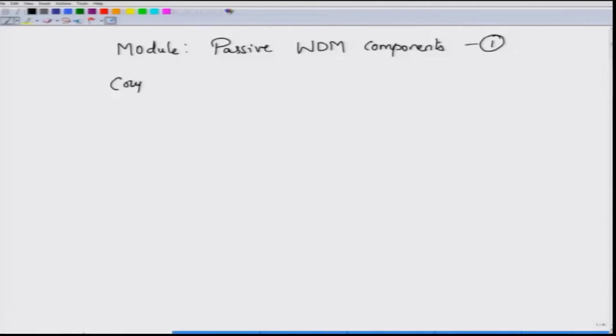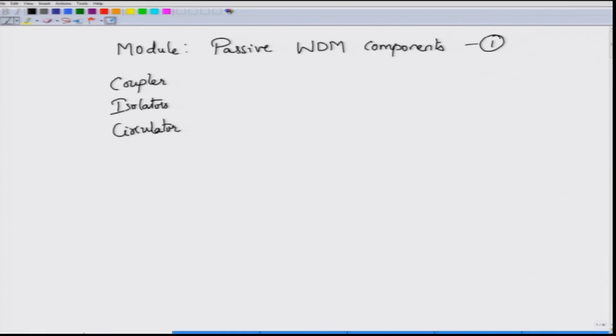Okay. So, our goal is to understand some of the passive WDM components such as the coupler, which is a basic element. We have already looked at couplers when we discussed coherent receivers. We also discuss isolators, and an extension of it called a circulator. So, let us begin by looking at a coupler.